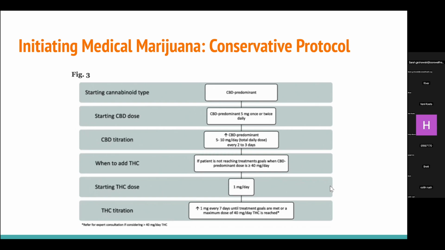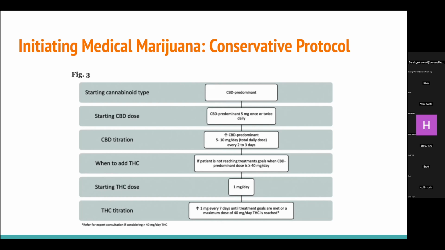Next, we'll talk about the conservative protocol. So this is recommended for patients who might be more sensitive to drug effects, like your clinically frail or elderly patients. If they have a lot of complex comorbidities, they're already struggling with polypharmacy or have some mental health disorders. So same as the routine, you're going to start with a CBD predominant product, but the CBD dose can either be 5 milligrams daily or twice a day.